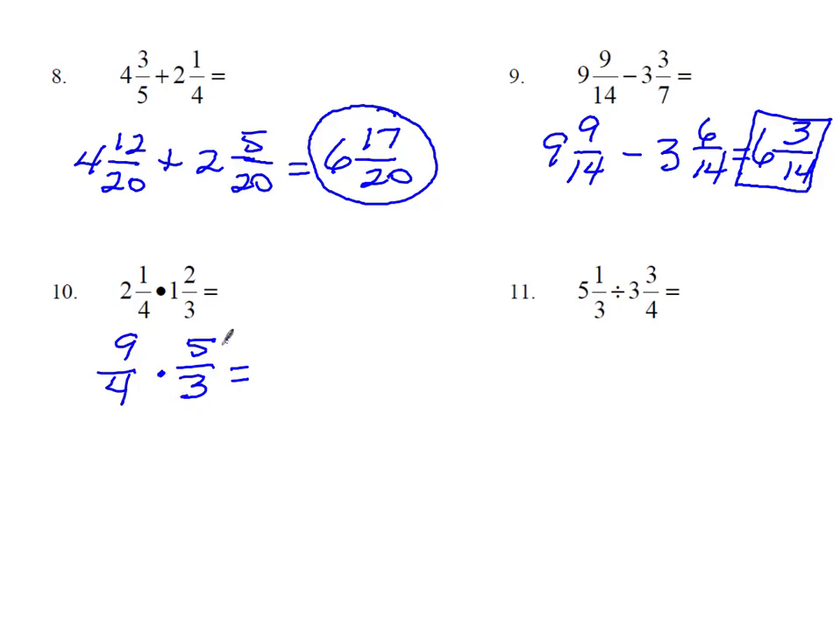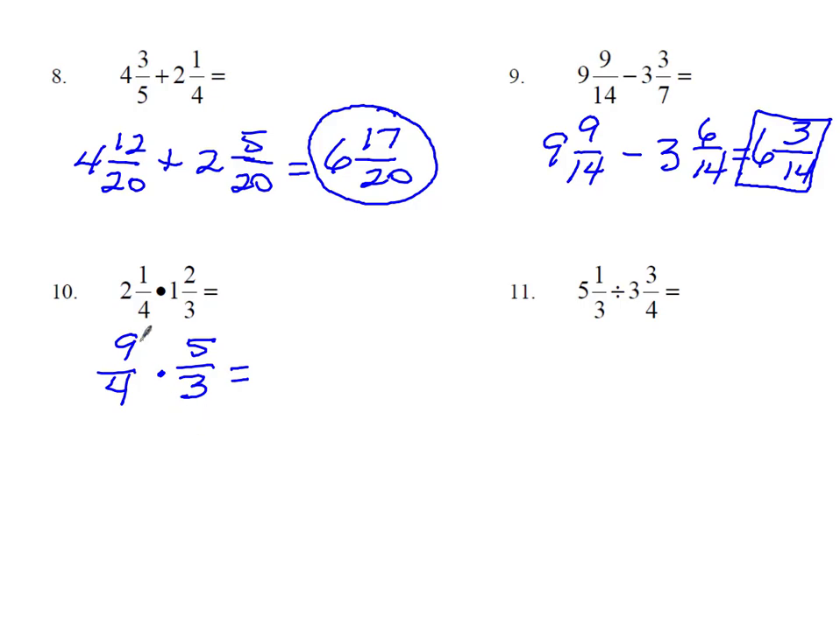Now at this point, you got two things that you can do. You can multiply straight across, because the rule says to multiply fractions, it's top times top, bottom times bottom. Okay? Or you can try to simplify anything that's in the problem. Any top number with any bottom number that has a common factor.